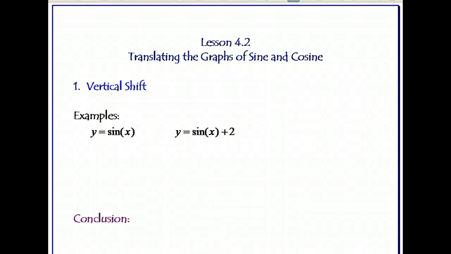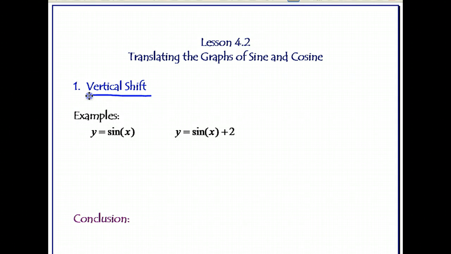Alright guys, this is section 4.2. We're going to be translating the graphs of sine and cosine. And what that means is we're going to be taking those basic sine and cosine graphs that we've been working with, and we're going to start moving them around a little bit. We've already experimented with playing with the amplitude and the period in section 4.1, but this time we're going to talk about shift, like in this case, our vertical shift.